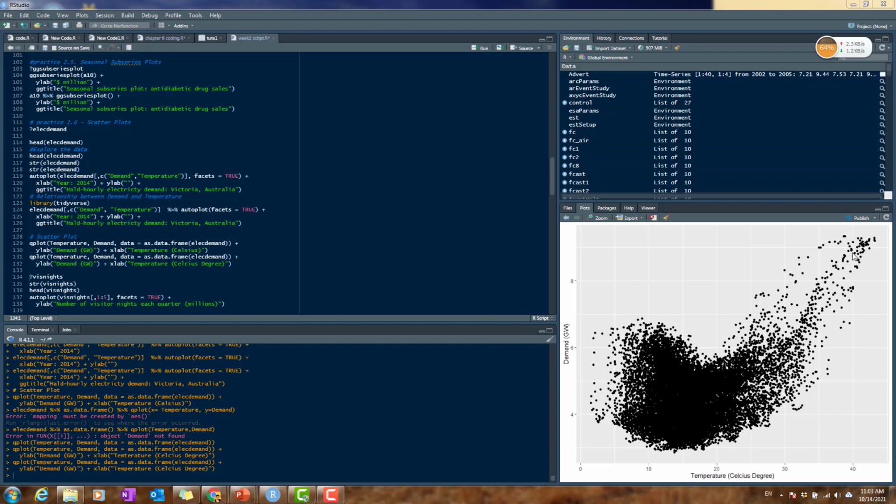But when it goes into very high temperatures, about 30 to 40, it looks like higher temperature means higher demand for electricity, and that makes sense. It's time for us to turn on the AC, the air conditioner, right now.